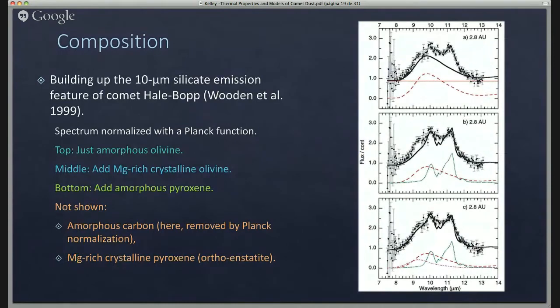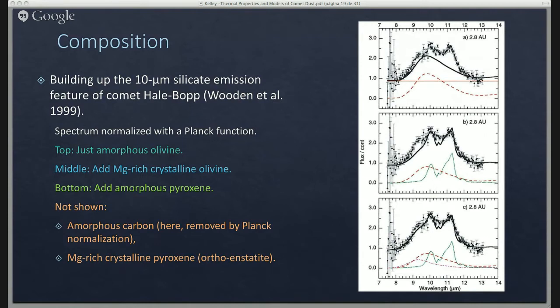All right, so composition, I think I have enough time for this. So this is, again, that same figure I showed you, but now we have 3 panels. Here we have the emission feature of comet Hale-Bopp in the 10 micron region, and we're showing how it decomposes into the different compositional classes.